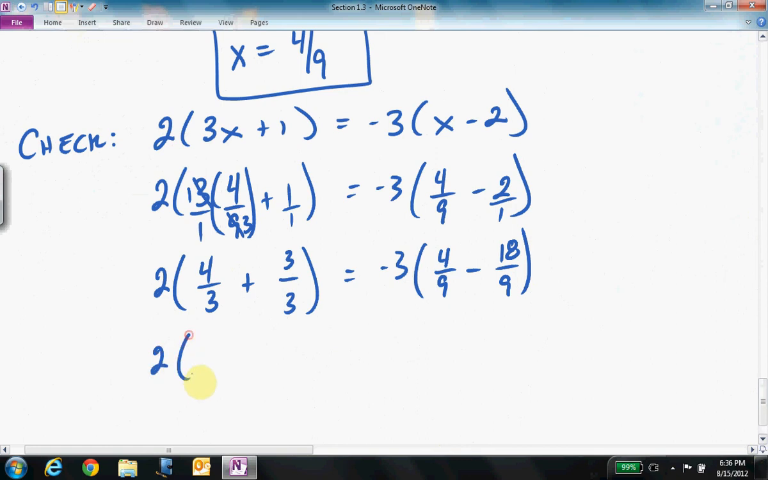So I've got 2 times 4 plus 3. That's going to give me 7/3. And that's going to be equal to 4 minus 8. That's going to give me negative 14/9.